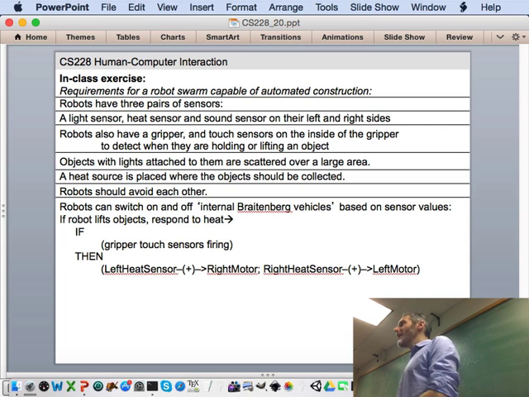Okay, we've got about 8 minutes left, so let's finish today with an in-class exercise. I'm going to ask you in a moment to turn to your neighbor, and you're going to write down a series of if-then-else statements, a nested set, which are going to fold several Braitenberg vehicles into one robot.